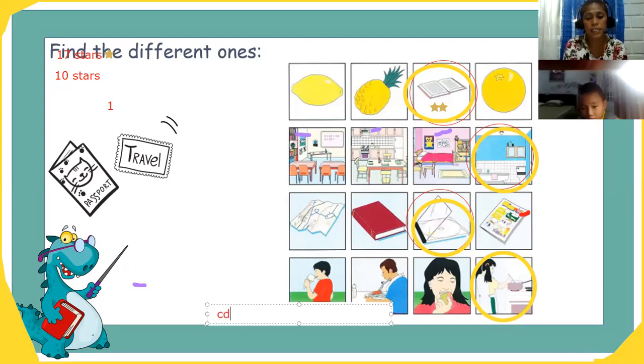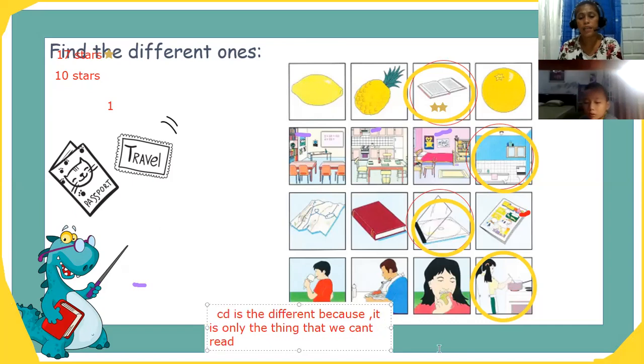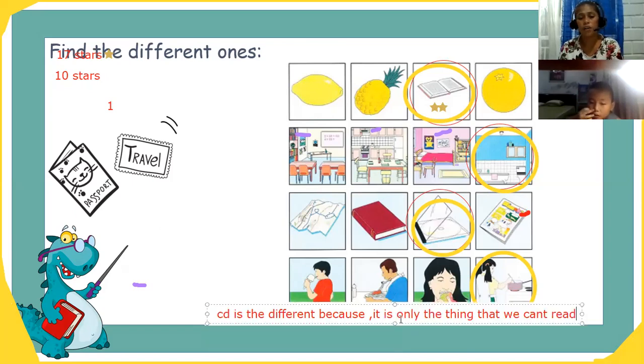Because the CD is different. Why? Again? Because it is the only thing that we can't read. Very good, Keo. Okay. It is the only thing that we can't read.